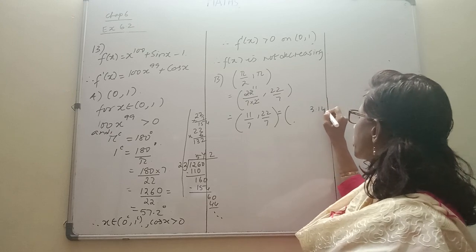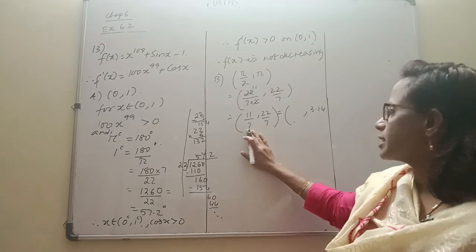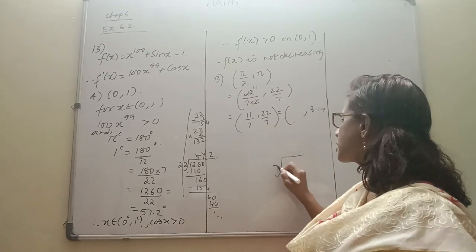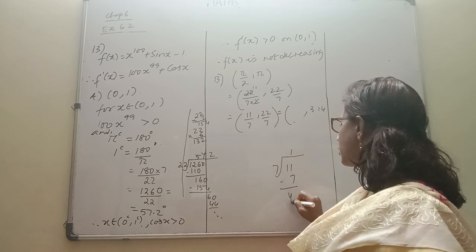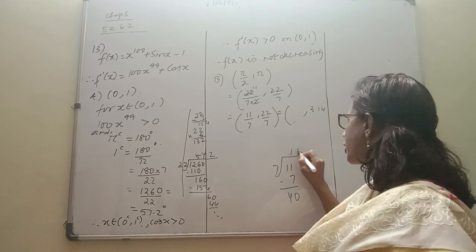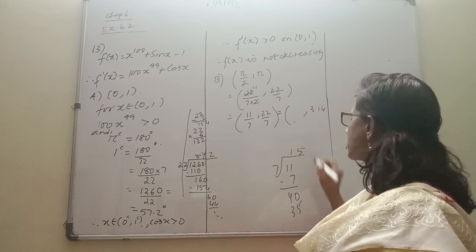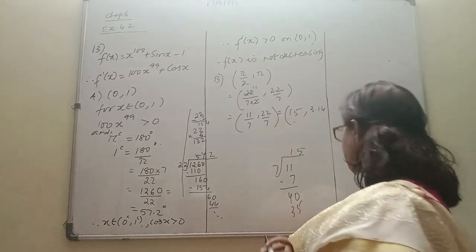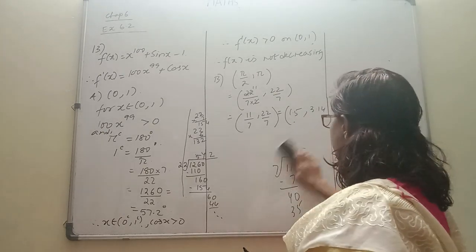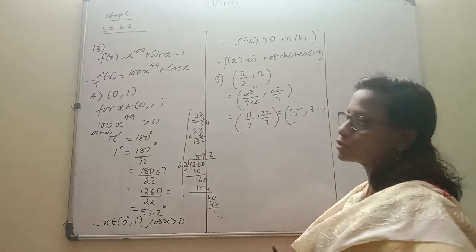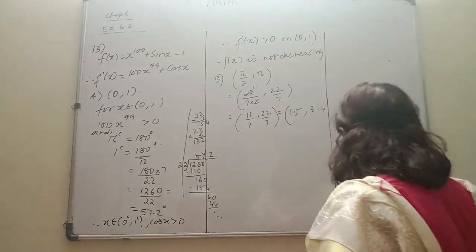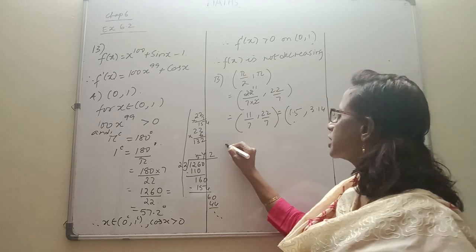22 by 7 we all know is 3.14, but then 11 by 7, let's find out. 11 divided by 7, 7 1 times 7, 4 remainder. We can have a decimal 45 times 35 and so on, something like 1.5. Roughly, just to make things clear as to how the values will be. So therefore now we'll look at f dash x.